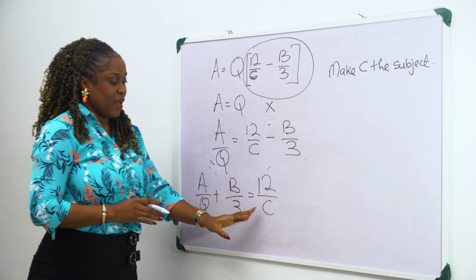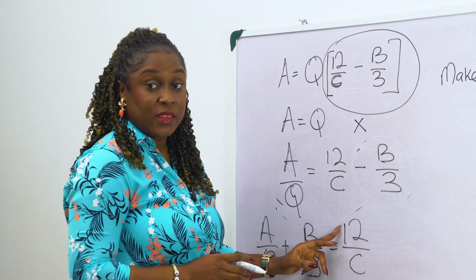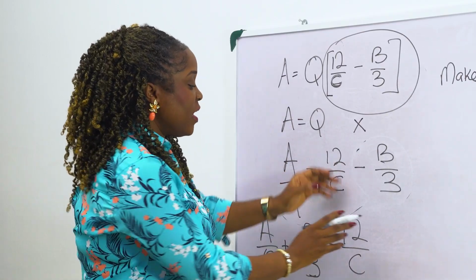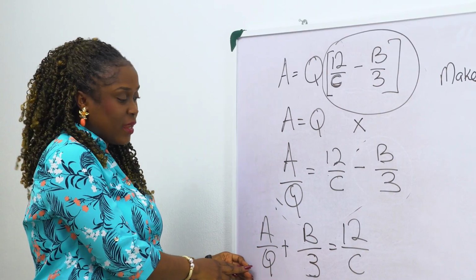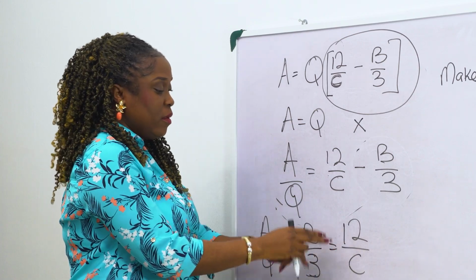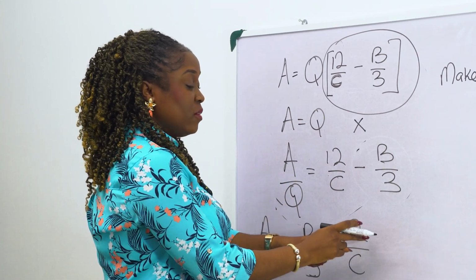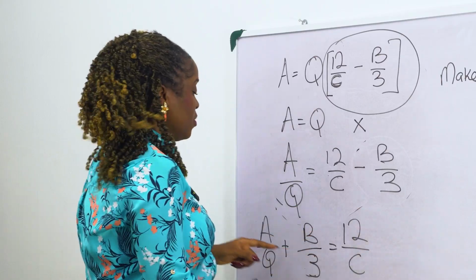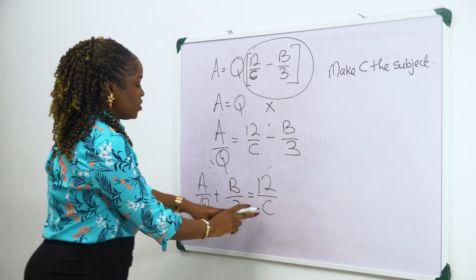Now, we have 12 and we have C. We have C in the denominator, while we have 12 in the numerator. But first of all, let's move 12 out of the equation. Or rather, let's see if we can invert this equation. And remember the law of equality: if you invert something, do something on the right-hand side, you must do the same thing on the left-hand side. So let's quickly invert this equation.